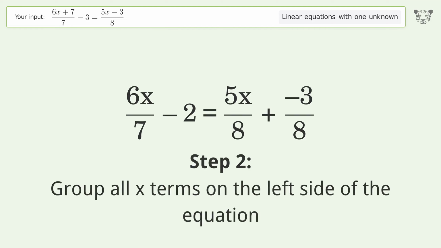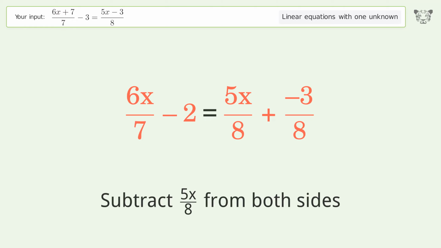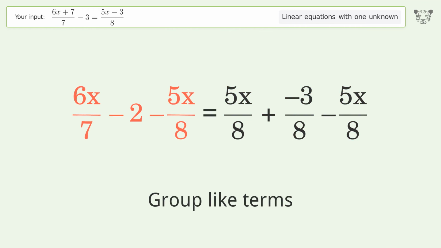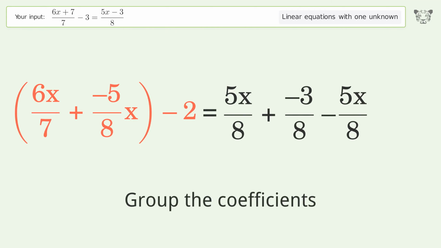Break up the fraction. Group all x terms on the left side of the equation. Subtract 5x over 8 from both sides. Group like terms. Group the coefficients.